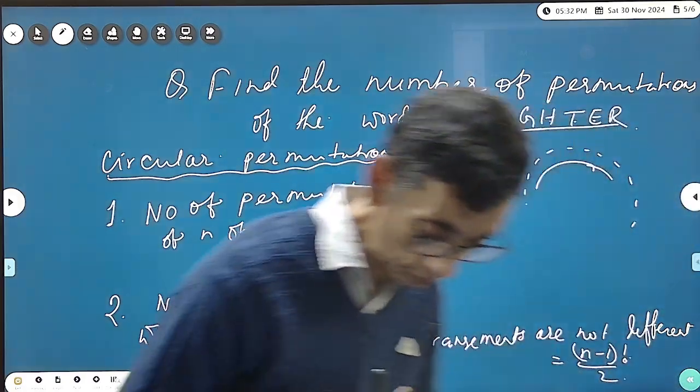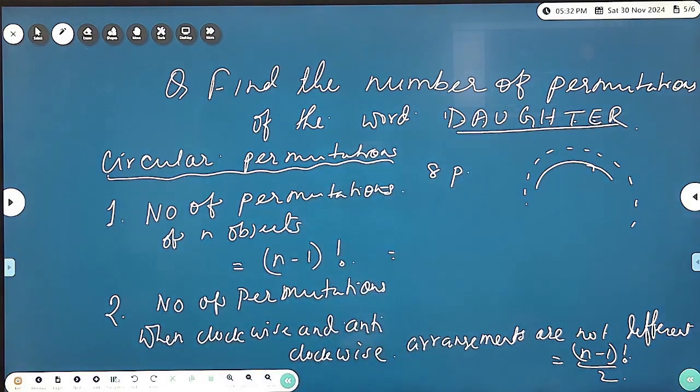Illustration 7. In how many ways can 8 boys form a ring? Seven factorial, yes. 5040.